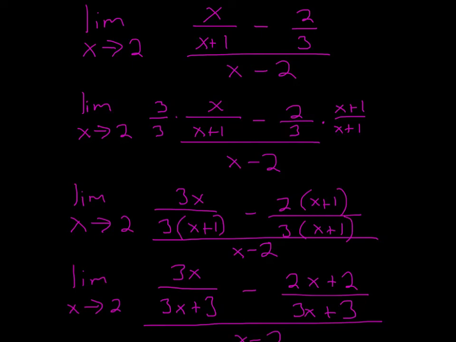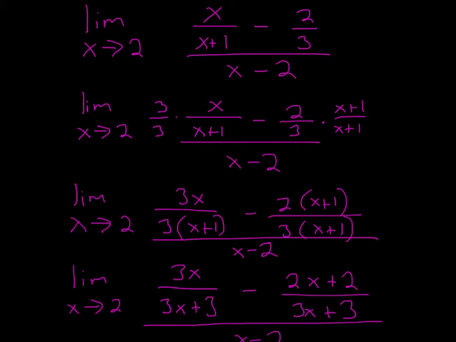So in this problem, it's the limit as x approaches 2 of (x over x plus 1 minus 2 over 3) over (x minus 2). So pay close attention to the minus sign, because the minus sign is where the most common mistakes happen. Most people don't distribute the minus sign, so that usually ends up causing problems. So just pay attention whenever you have a minus sign in the problem.